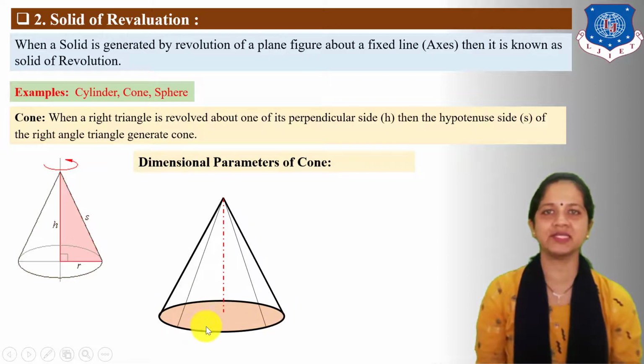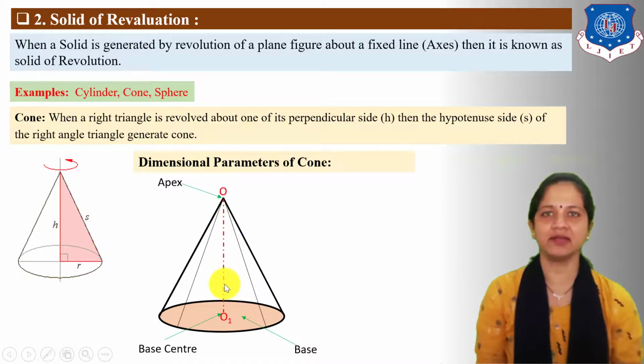The shape of base of cone is circle. So this circle indicates base. Now this O point indicates here apex point. O1 indicates here base center.